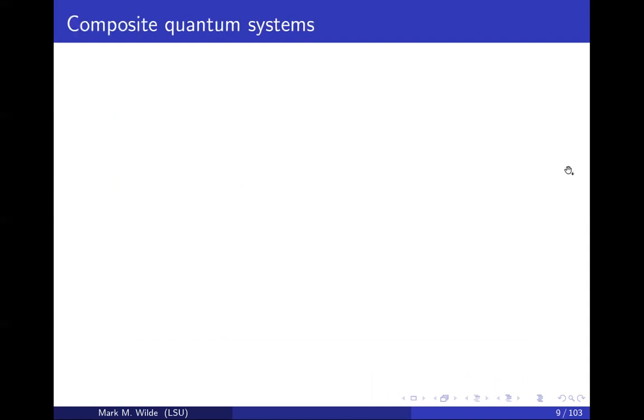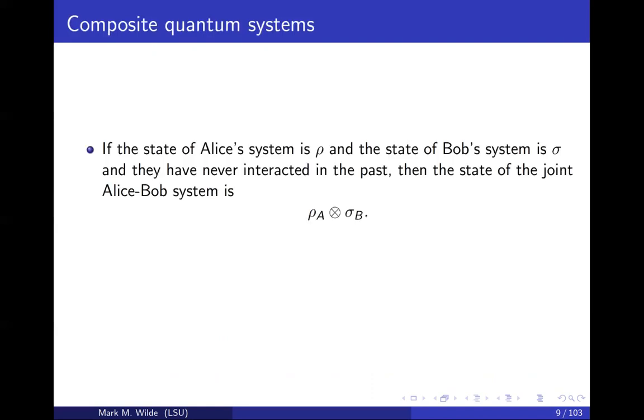Okay, so now let's move on and talk about the math behind composite quantum systems. All right, so now let's think about two parties. One we'll call Alice and another we'll call Bob. Last time we talked about density matrices for individual quantum systems. So Alice's system can be described by a density matrix rho, and Bob's system by a density matrix sigma. Now let's suppose that they've never interacted in the past, and then they come close to each other. Then the state of their joint system we describe by the tensor product.